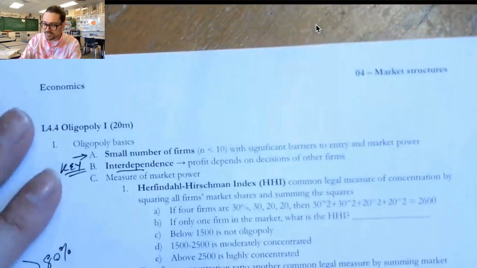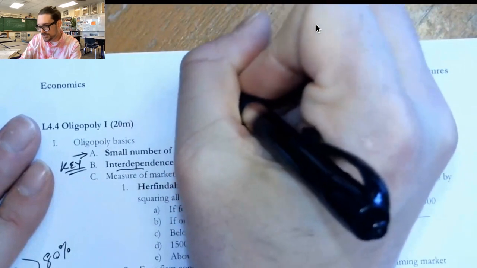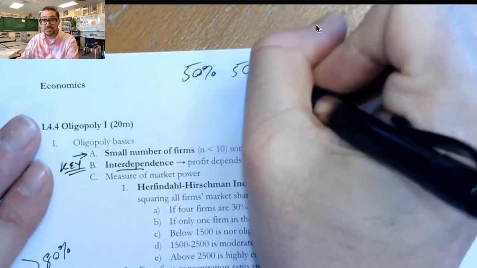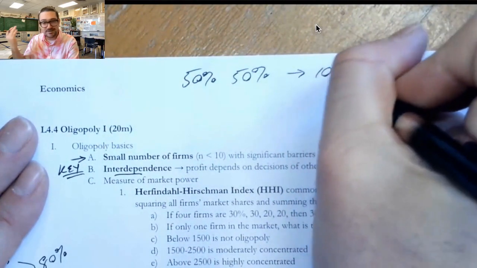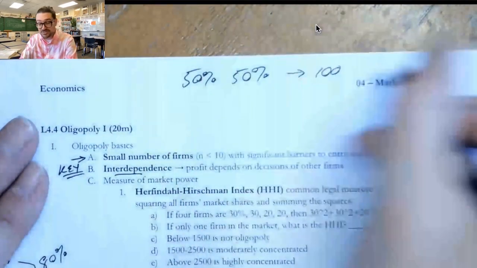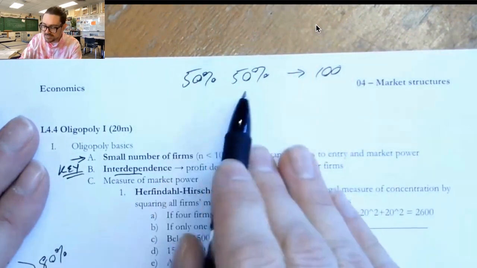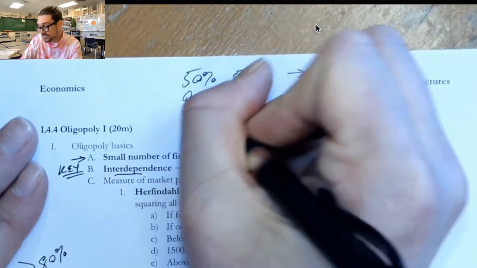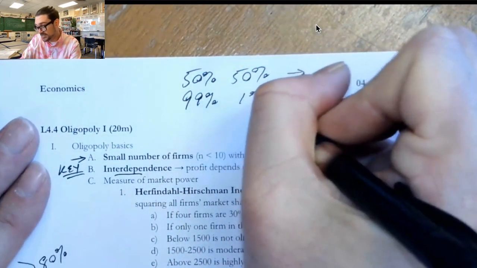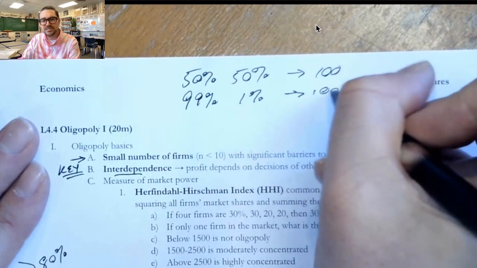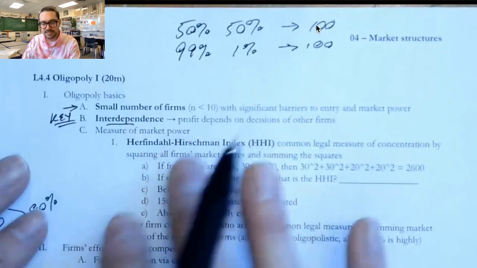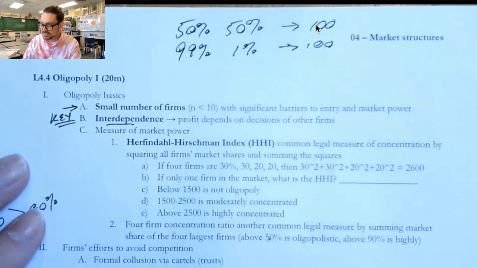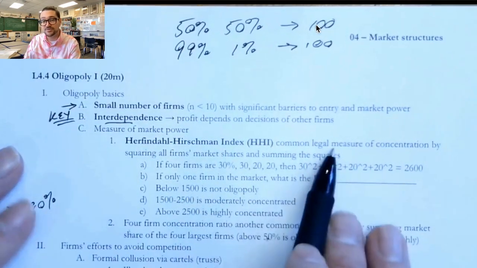For example, if you had a market with only two firms of 50% and 50%, then their four-firm ratio would be 100, and that would just tell you there's 100% of the market in two companies. If you had another with 99% and 1%, it still ends up being 100. And so you can't really tell the difference between different types of oligopolies. That's where the Herfindahl-Hirschman index comes in. The Herfindahl-Hirschman index is the most common legal measure of concentration.